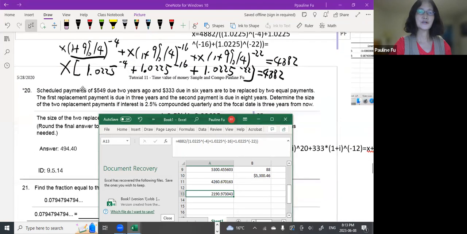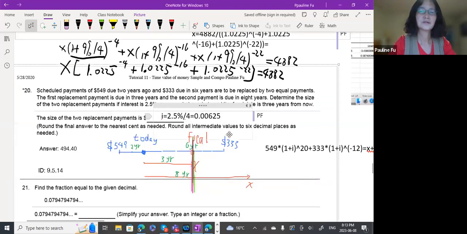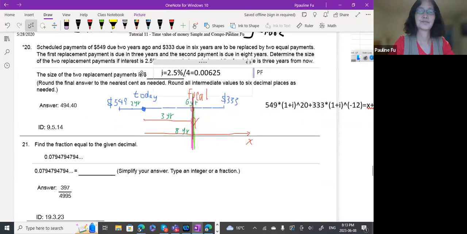All right, shall we go to question 20? Scheduled payments: $549 due 2 years ago. If this is today, 2 years ago, $549 is due. And then $335.33 due in 6 years. So this is 335 due in 6 years from today.